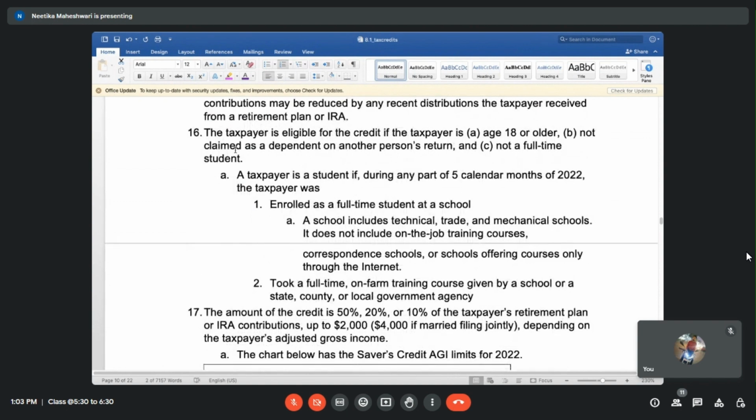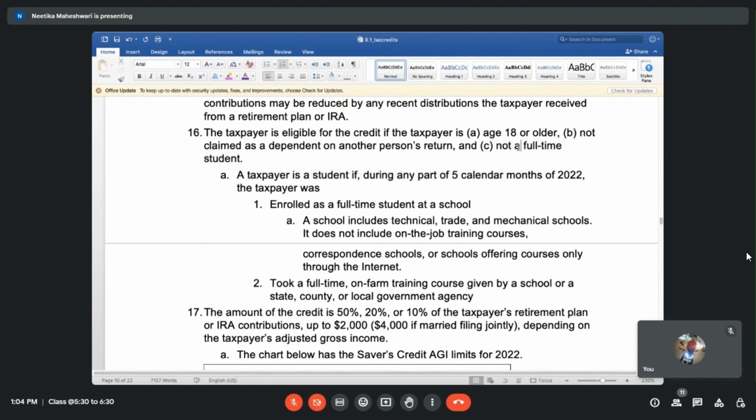Now there are certain other conditions. The taxpayer has to be 18 or older. The person who is putting money into the retirement plan, you cannot say, okay, I'll put money on behalf of my kid. That person need not be claimed as a dependent on another person's return. We cannot put money in for a dependent and try to claim the saver's credit. That person also cannot be a full-time student.